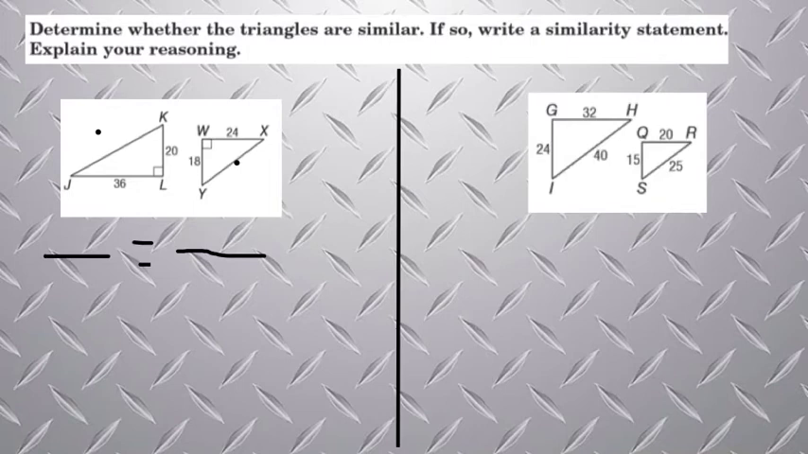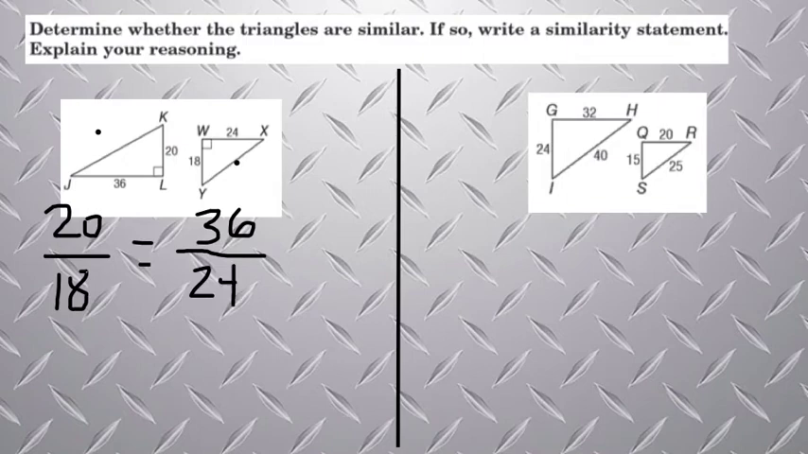So I'm going to look at triangle JKL and look for my smallest side, which is 20. And then I'm going to put my other larger side on the top still, but right off to the right. Let's go back to triangle WXY. Find the smallest side, 18. Find the next one, 24. Let's reduce and see what happens.